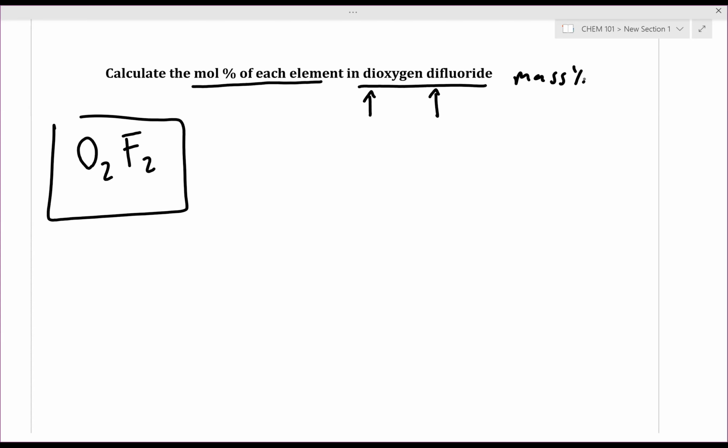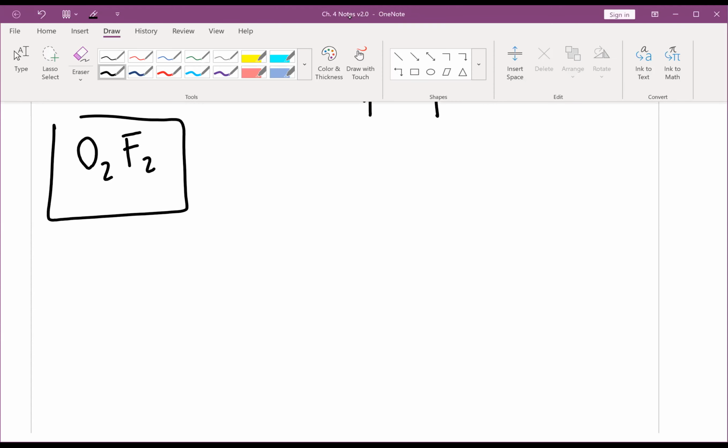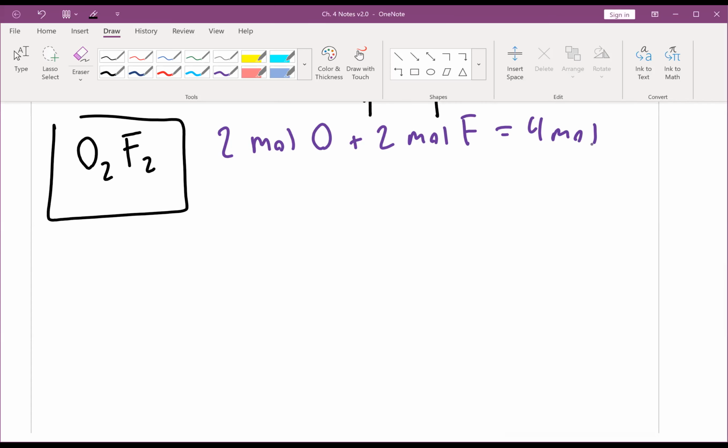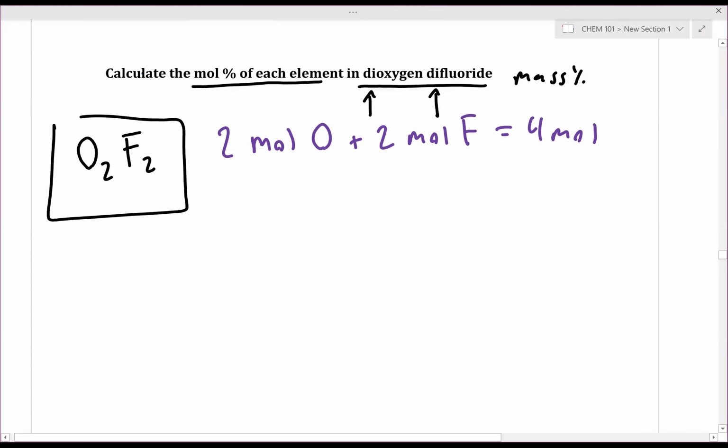So I see a lot of reasonable answers for the mole percent. So let's talk a little bit about this. So first things first, we have how many moles of oxygen? How many moles of oxygen do we see? 2. How many moles of fluorine do we see in this chemical formula? 2. Okay, so in total, 2 plus 2 is 4 moles. Okay, from here, we can calculate the mole percent of each element.